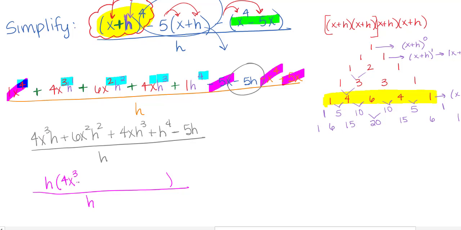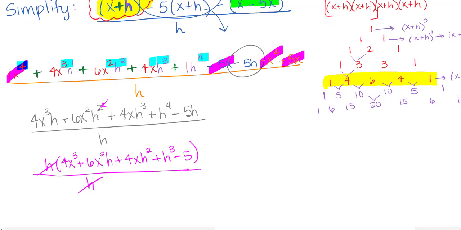4x cubed plus 6x squared h, because one of those is going to come out, 4xh squared plus h cubed, and then lastly a minus 5. Then h divided by h is 1, and so this should simplify to 4x cubed plus 6x squared h plus 4xh squared plus h cubed minus 5.